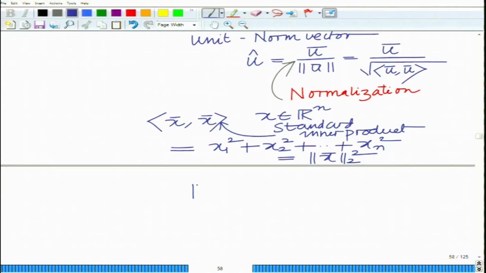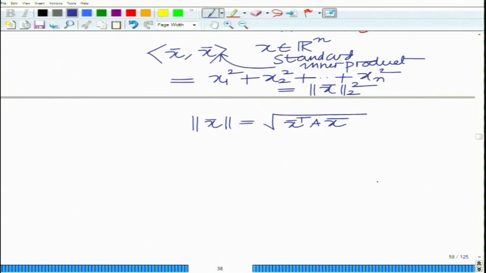that is, the norm is given as the square root of the inner product of x bar with itself. For instance, in the previous example we have seen x bar transpose A y bar, which means the norm of x bar under that inner product is given as the square root of x bar transpose A x bar. So the norm of x bar is equal to the square root of x bar transpose A x bar, and this is for the previous example.